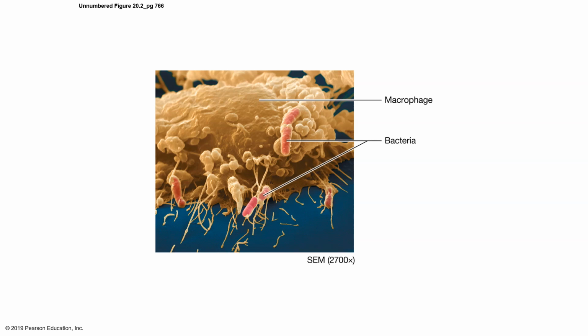And then the third line of defense, which we'll talk about lastly, is the response of the cells and proteins of our adaptive immunity, which are primarily going to consist of your lymphocytes. Your two types of lymphocytes are B cells and T cells, as well as your macrophages and dendritic cells.